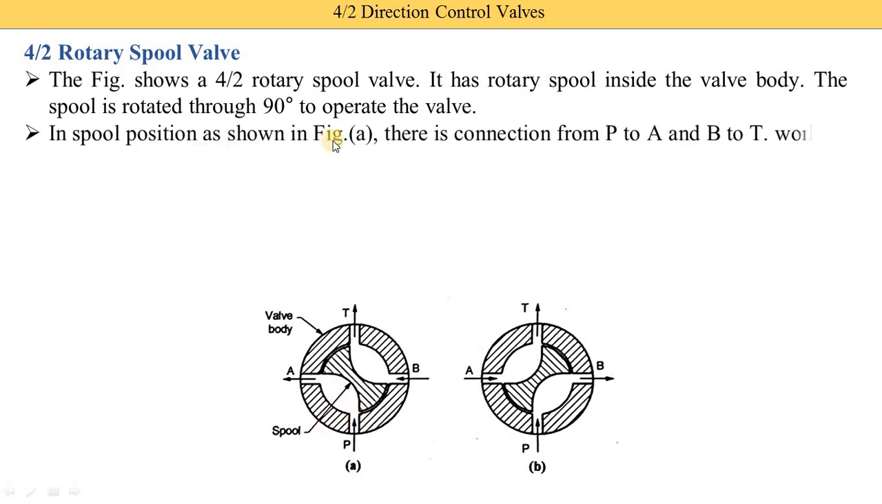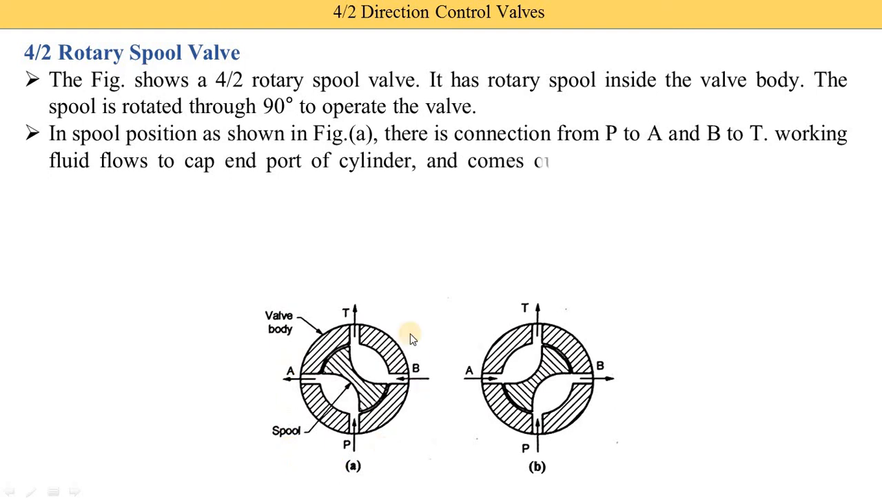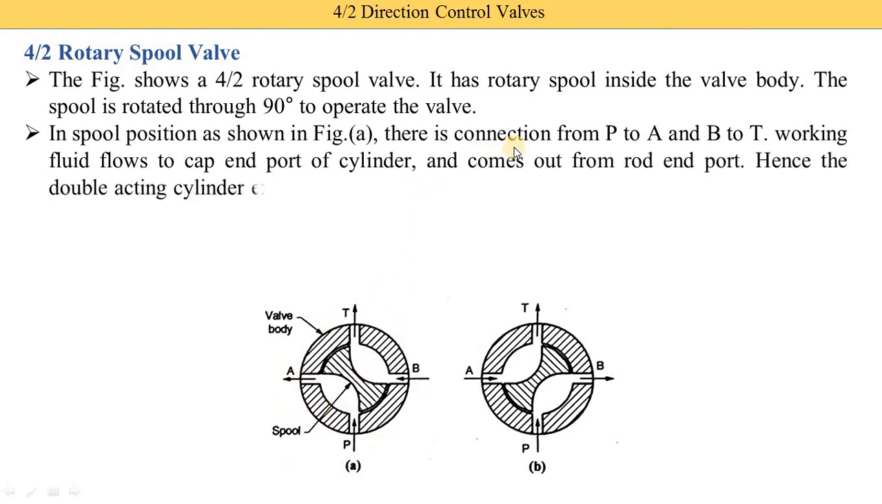In the spool position shown in this figure A, there are connections from P to A and B to T. Oil coming from the pump enters the P port, and from the P port it is supplied to the A port. So the connection is P to A, and the second connection is B to T, meaning oil coming from the rod end side of the cylinder enters this B port, and from the B port it is supplied to the T port, and from this T port it is supplied to the tank or reservoir. Hence the double acting cylinder extends.